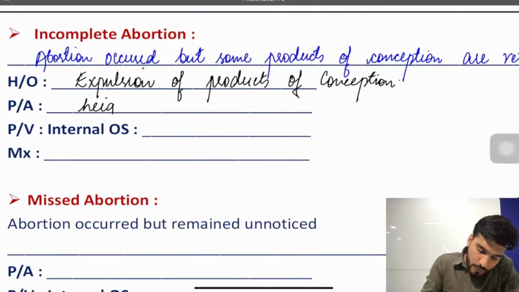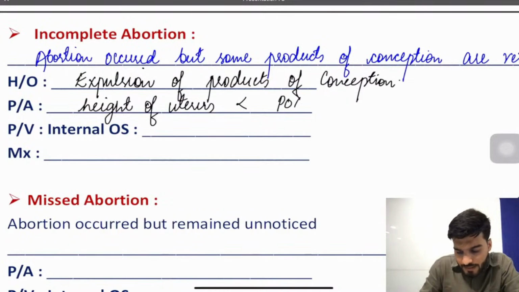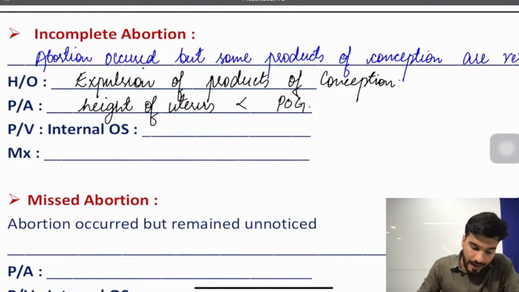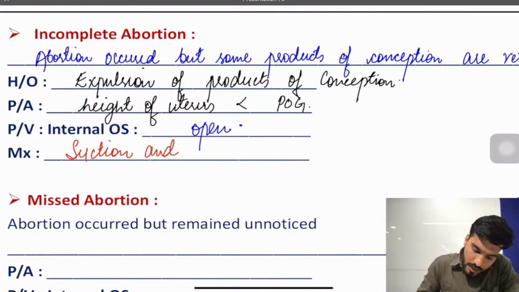On per abdominal examination, the height of the uterus, that's what you call the fundal height, will be less than the period of gestation. And on per vaginal examination, the os will be open. Again, what will be the management? So we go for suction and evacuation.